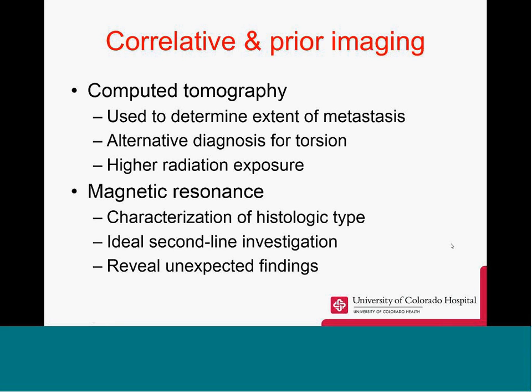And then finally, CT and MRI. CT is used to determine extent of metastasis. It can also be used for an alternative diagnosis of torsion. There is a higher radiation exposure. With MR, it can help characterize histological type. It is an ideal second line of investigation, and it can reveal unexpected findings. However, sonography is irreplaceable in scrotal imaging.